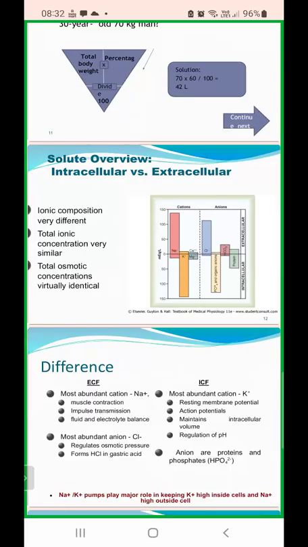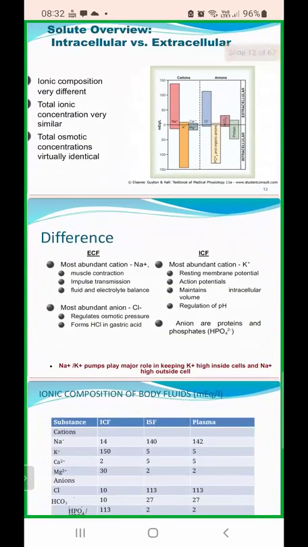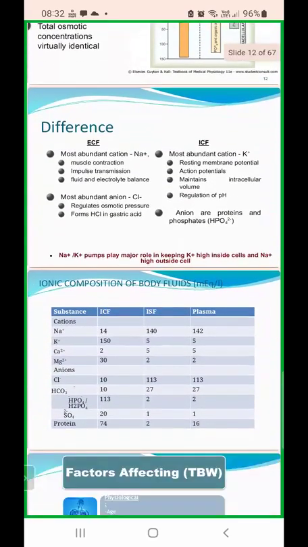So it is balanced. There are much more cations of one type in ECF, and the other type of cation is more predominant in ICF. So electrically they are neutral and isotonic to each other, but the ionic composition varies considerably between ECF and ICF. So we come to the differences between ECF and ICF. In ECF, the most abundant cation is sodium. In ICF, the most abundant cation is potassium.